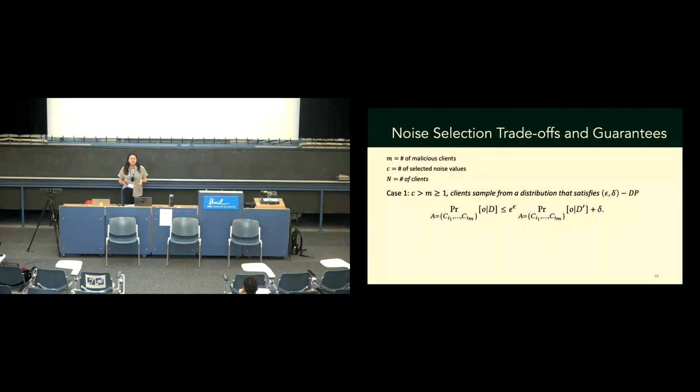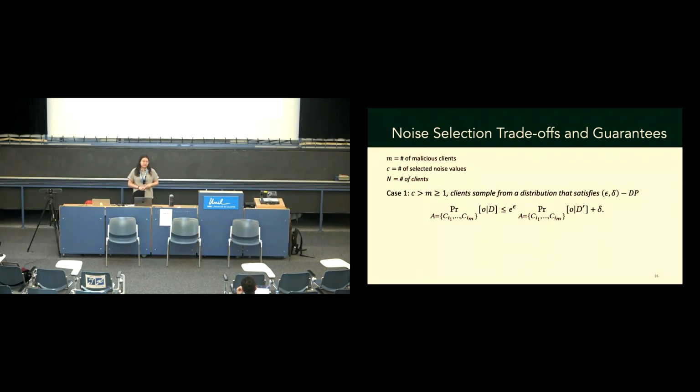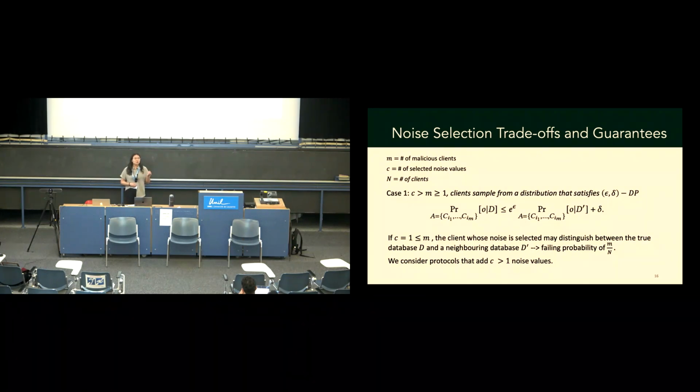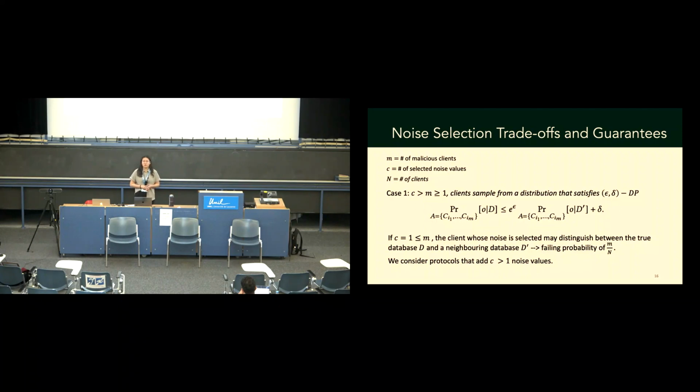And so in terms of DP guarantees, if we assume M is the number of malicious clients, and C noise values are selected, and C is greater than M, then we get a typical epsilon-delta DP guarantee, as you might expect. But if C is equal to 1 and is less than or equal to the number of assumed malicious clients, then the client whose noise value is selected may be able to distinguish between the true database D and some neighboring database. And so this gives us a failing probability of M over N, where N is the total number of clients.